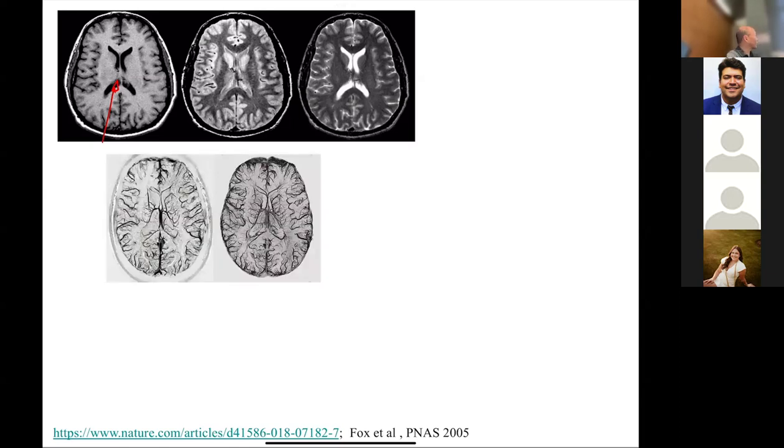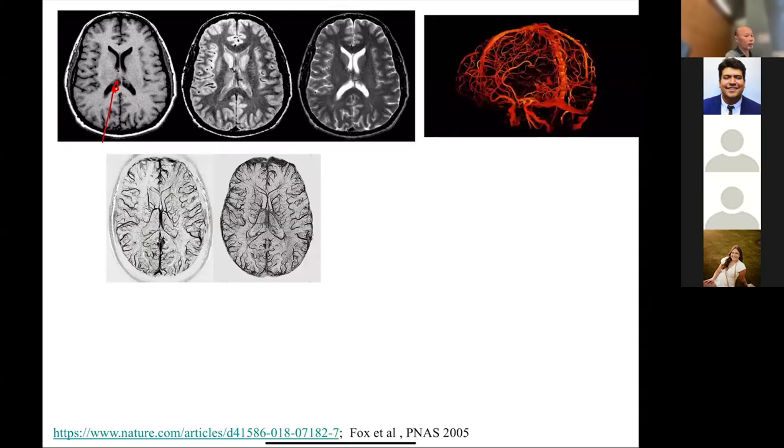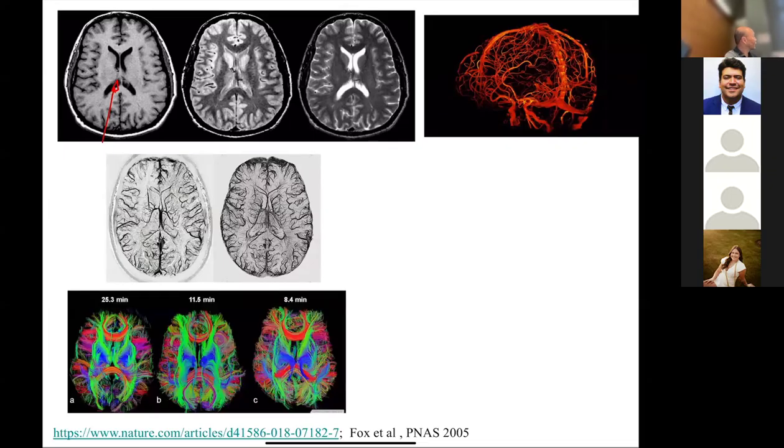Here, we're looking at iron in the blood. You can sensitize your sequence to look for iron. Here, we're just looking for where the vessels are. This is what's called an angiogram, where you just want a picture of the vessels. Here is where you want to measure the wiring in your brain, and this is pretty incredible. This technology is only about 10 years old. I can take any of you and put you in a magnet, and in 8 minutes, I can get a wiring diagram of your brain. This is the only way to do it in a human being.